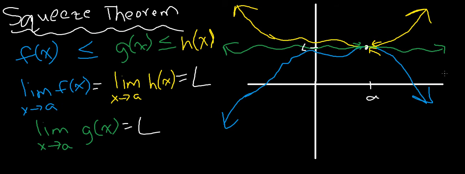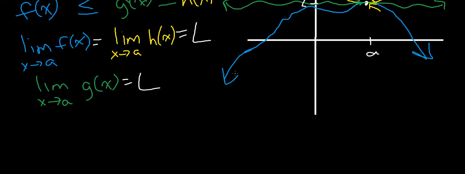So to illustrate how to use the squeeze theorem, I want to go ahead and show an example problem. So I've got an example problem right here. We're going to show that the limit as x approaches 0 of x squared times the sine of 1 over x equals 0. So let's go ahead and solve this real quickly here.